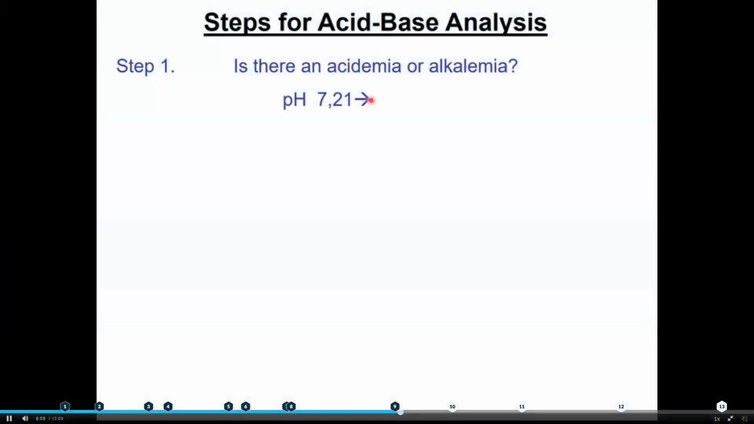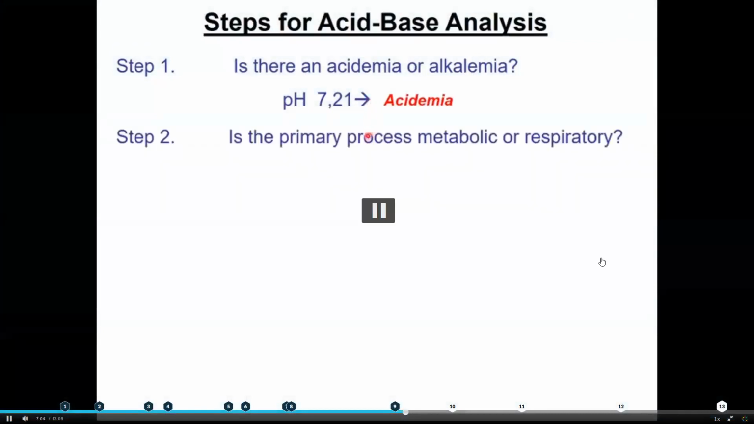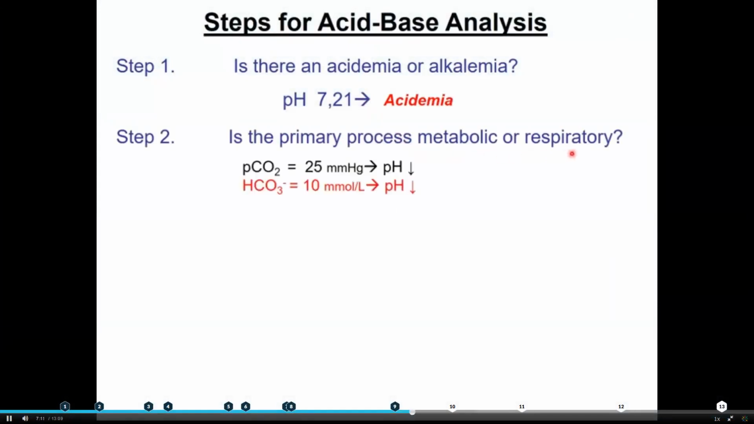So it means this patient also has acidemia. The next step is whether this abnormal acid-base balance is due to a metabolic or respiratory problem. We have to look at PCO2 and bicarbonate. The PCO2 is less than normal, 40. So here the arrow pointing up is not good, because if you have less PCO2, that causes an increase of the pH. So this patient has a metabolic acidosis.